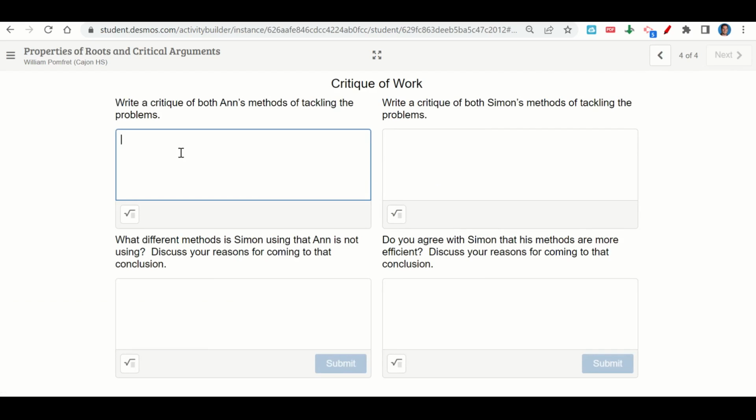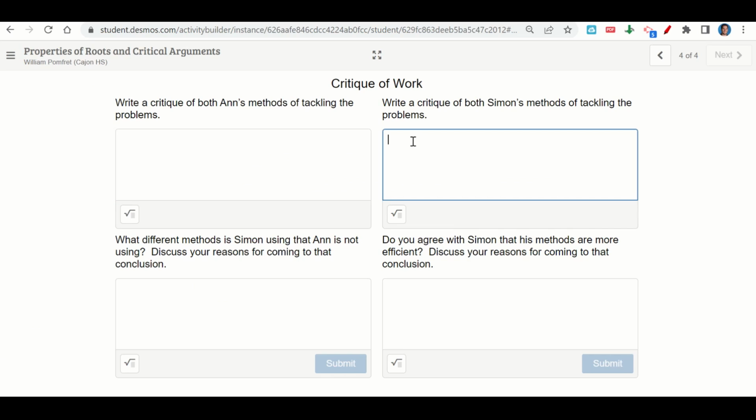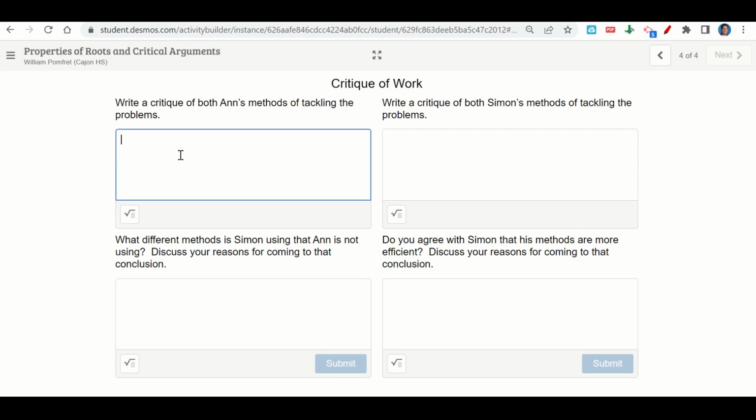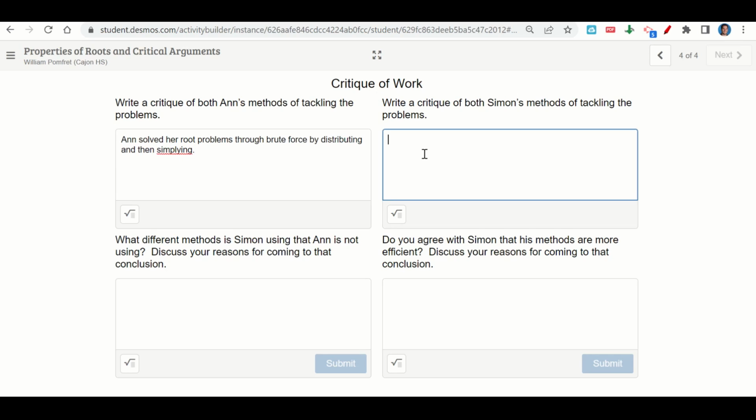Now, it says write a critique of both Anne's methods of tackling the problems and write a critique of Simon's. So we're going to say, how did Anne do it? So Anne solved her root problems through brute force by distributing and then simplifying. So that's Anne's work. Now Simon will say what he did.